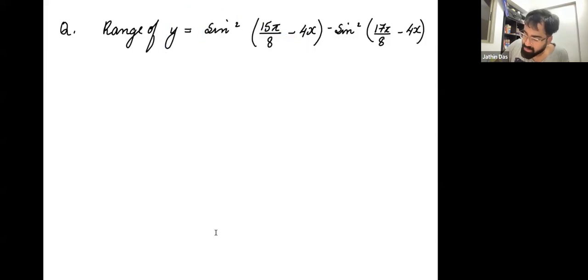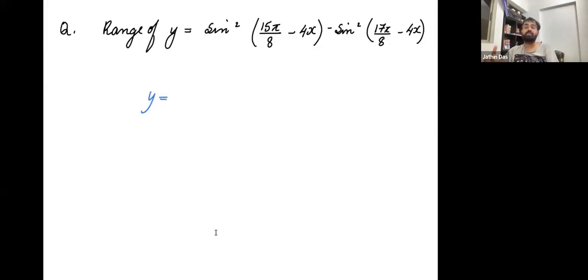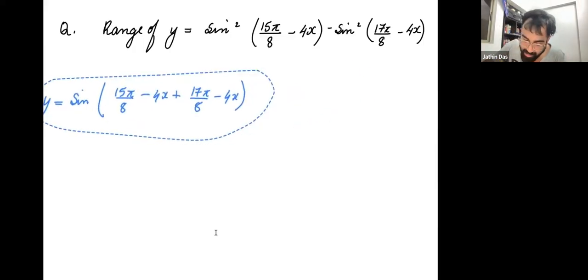How are you simplifying this? Sin A plus B, sin A minus B. Correct. Sin square A minus sin square B is sin A plus B into sin A minus B. Correct. So 15 pi by 8 minus 4x, plus 17 pi by 8 minus 4x. This is A plus B I have done.